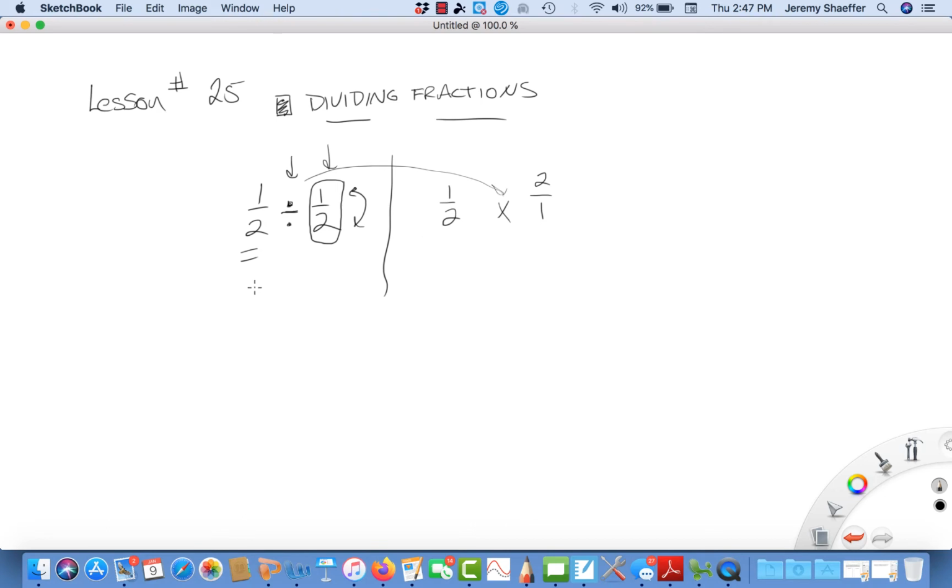So the problem of 1/2 divided by 1/2 really means 1/2 times 2 over 1, which equals 2 over 2, or 1. Both of these are acceptable answers. Okay, so that is the basics for division as far as fractions are concerned.